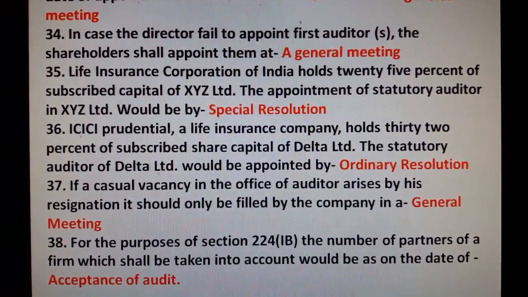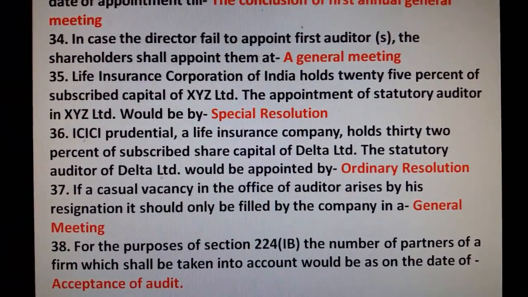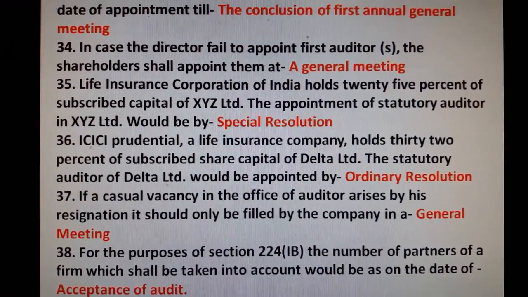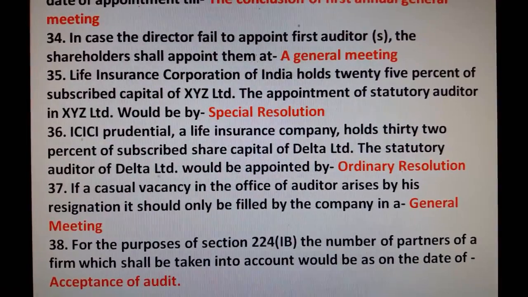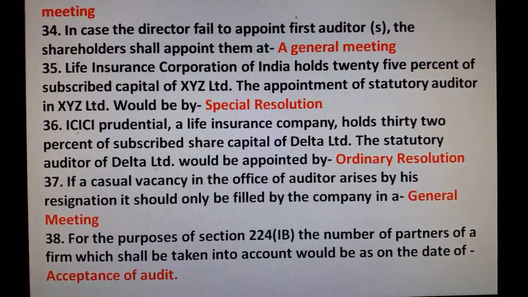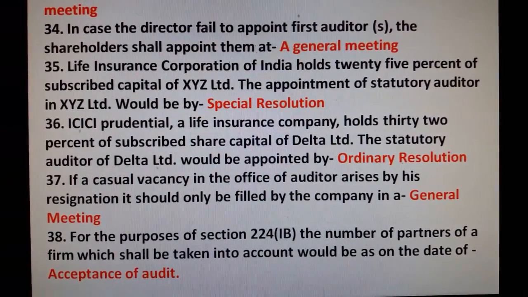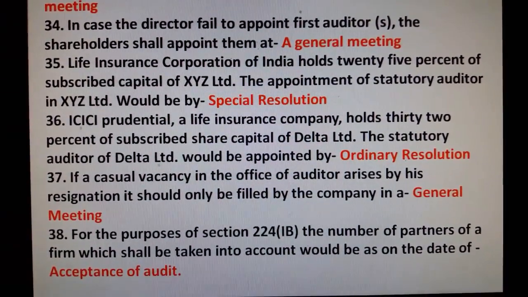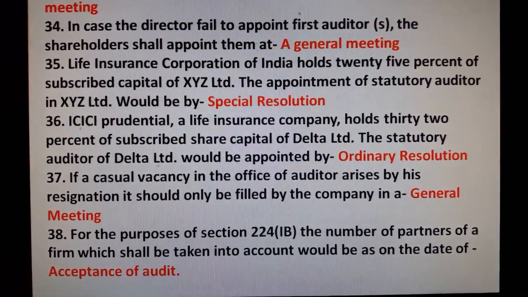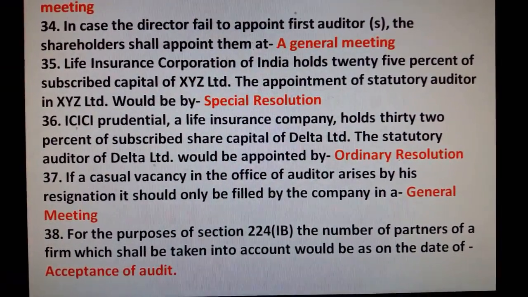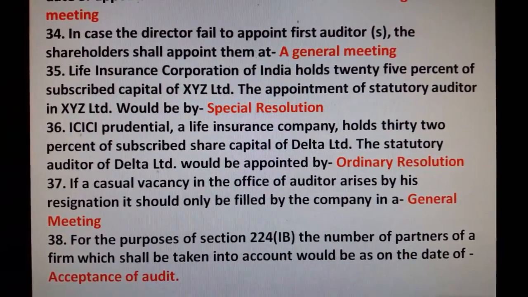ICICI Prudential, a life insurance company, holds 32% of subscribed share capital of Delta Limited. The statutory auditor of Delta Limited would be appointed by ordinary resolution. If a casual vacancy in the office of an auditor arises by his resignation, it should only be filled by the company in a general meeting. For the purpose of Section 224(1B), the members of a partners of a firm which shall be taken into account would be as on the date of acceptance of audit.